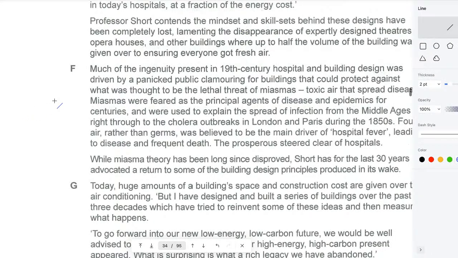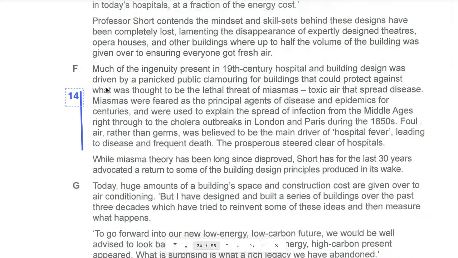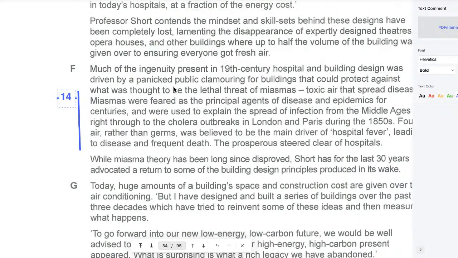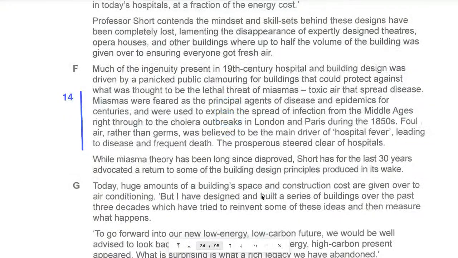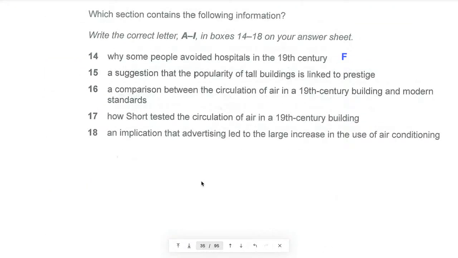You can mark from miasmas, or actually the whole paragraph, yes. Mark that one until hospitals, and you can write number 14 there. All right, next one. So let's move on to number 15. Yes. Please speak louder, guys. All of you, please speak louder.